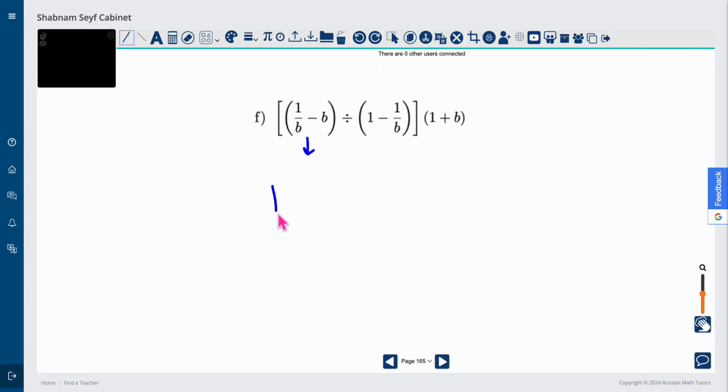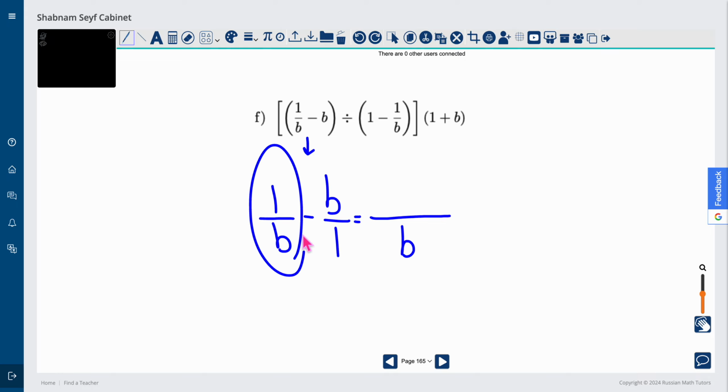So I have 1 over b that being subtracted from b. I'm going to give b a denominator of 1. What is the common denominator between b and 1? Here's a hint. It has to be the bigger number so that it can be divided by both 1 as well as b itself. Therefore, it's b.